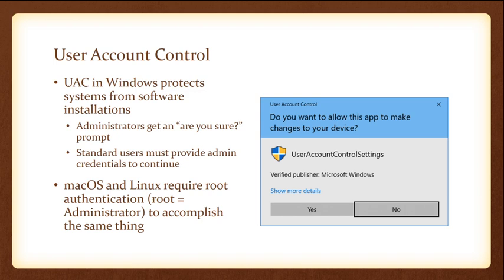Whenever system changes attempt to happen, you're going to get an "Are you sure?" box that pops up. If it's a major system change, standard users will have to provide admin credentials to continue. So you have to enter those credentials and then click yes. If someone who is a standard user is trying to do something to the computer and doesn't have the rights to do it, they'll be stuck. This is the safeguard, the way that a computer protects itself from making system changes without your permission. Now, Mac and Linux do require root authentication, which is the administrator, to accomplish the same thing.